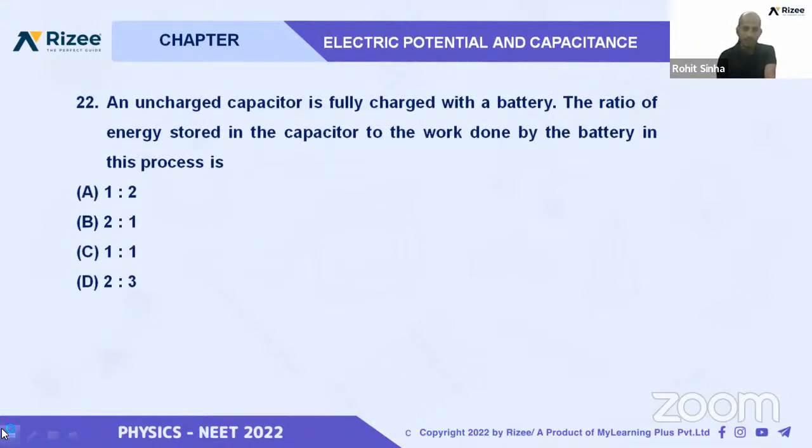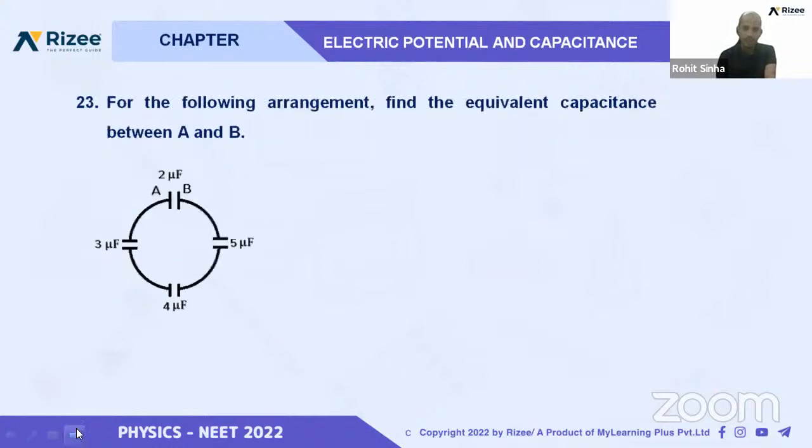This is the same thing we have discussed earlier. This question also has the same thing we have discussed earlier. Find the equivalent between A and B. How will we do it? These three are in series and it will be parallel to this. You can solve this question.